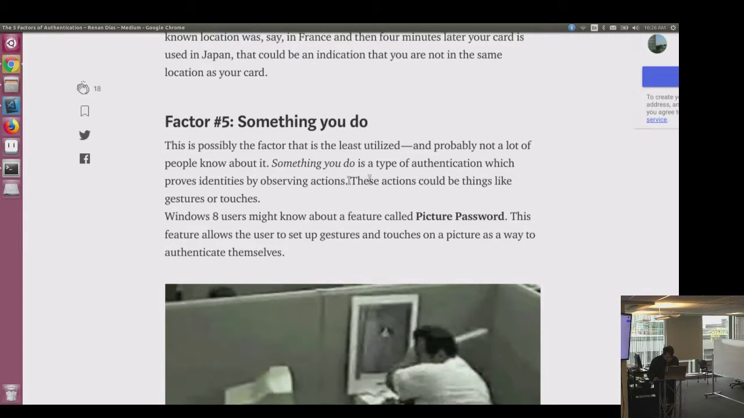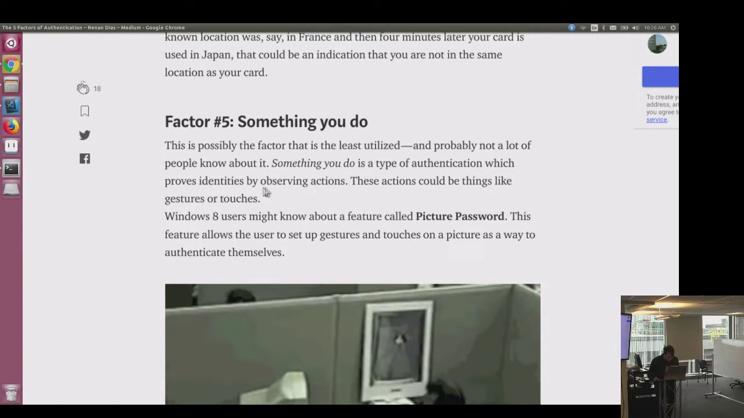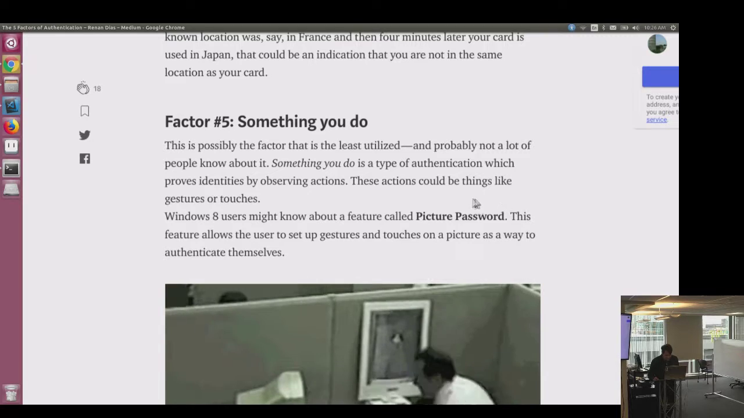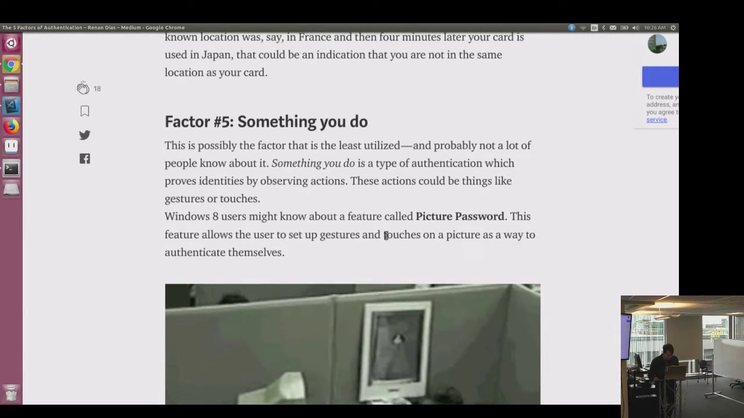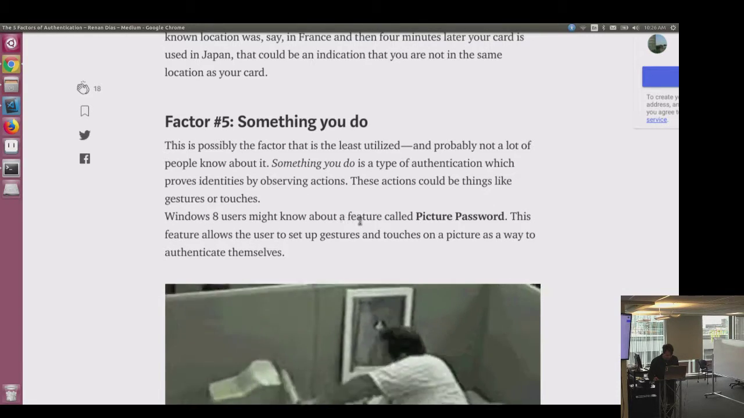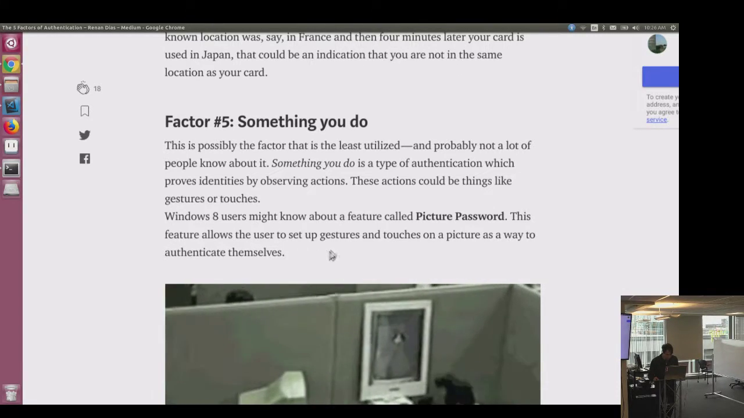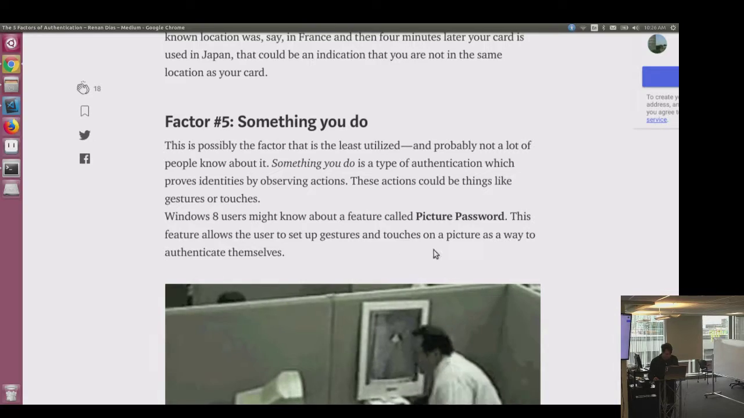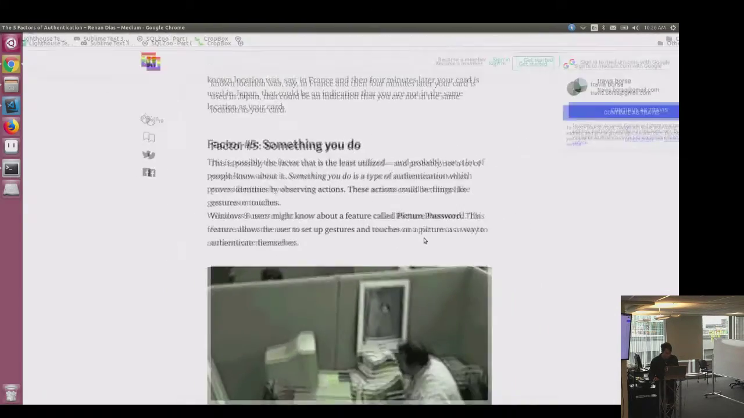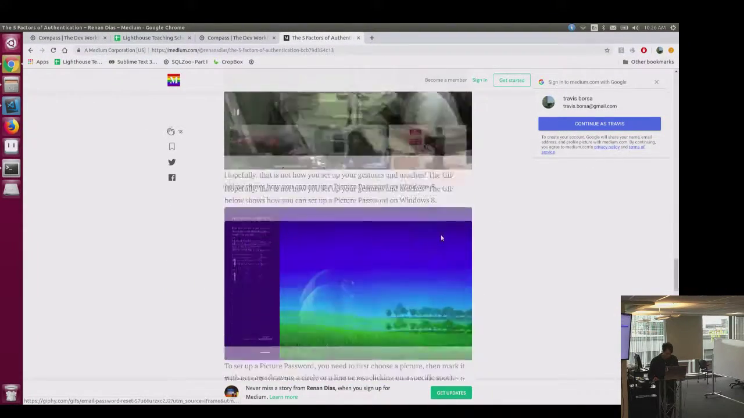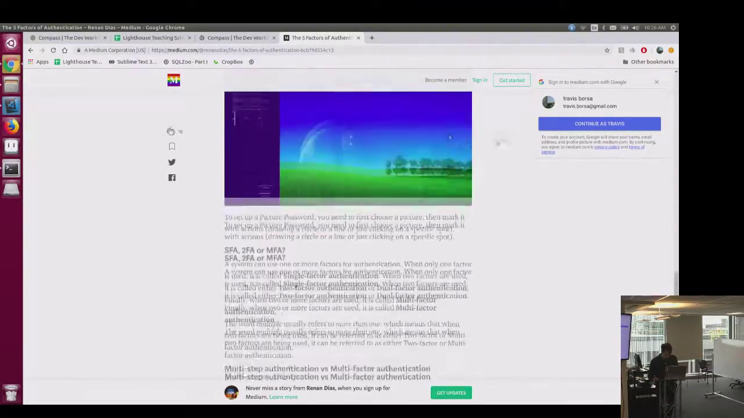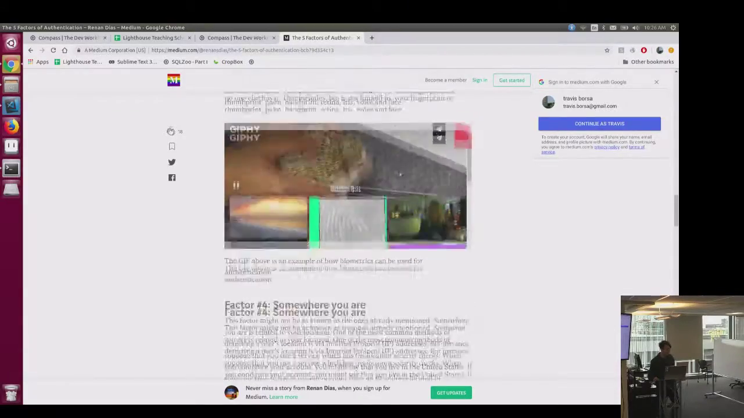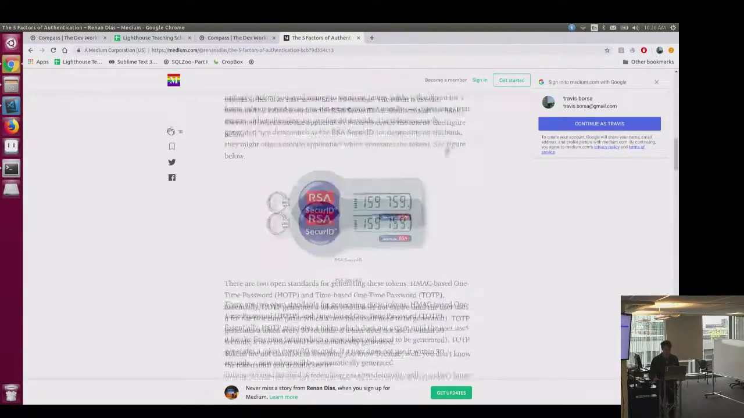Something you do is a type of authentication which provides identities by observable actions. These actions could be things like gestures or touches. Windows 8 has a feature called Picture Password. This feature allows the users to set up gestures and touches on a picture as a way to authenticate themselves. Yeah. You could have to bring in your friend to say, yeah, hey, this is Travis.